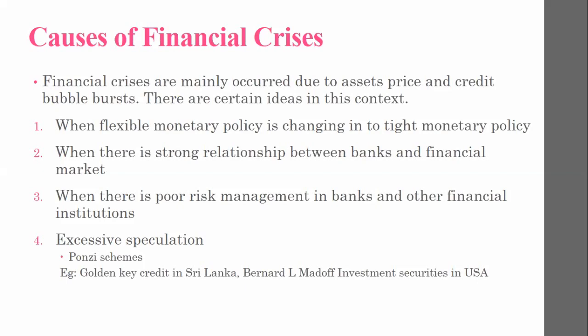The first one, they say financial crises mainly occur due to asset price and credit bubble bursts. What are these bubbles? Asset price bubbles and credit bubbles. Always when there is a bubble, we know the bubble is going to pop. When there is a bubble, it will be followed by a bubble burst. Normally all these historical crises in economies have resulted from asset price or credit bubbles. Then let's discuss what these bubbles are.